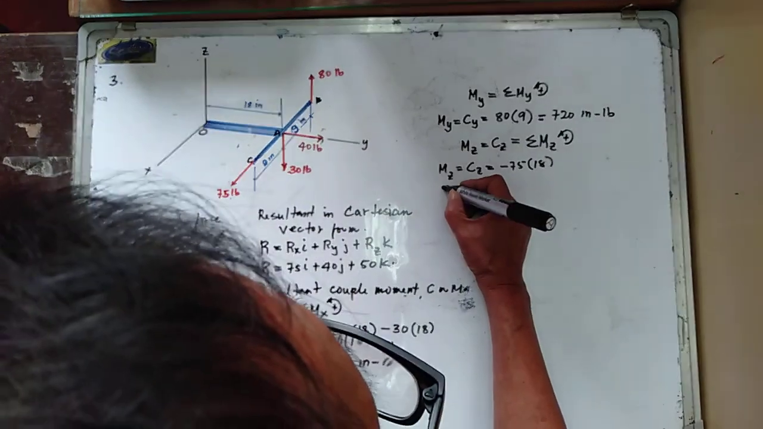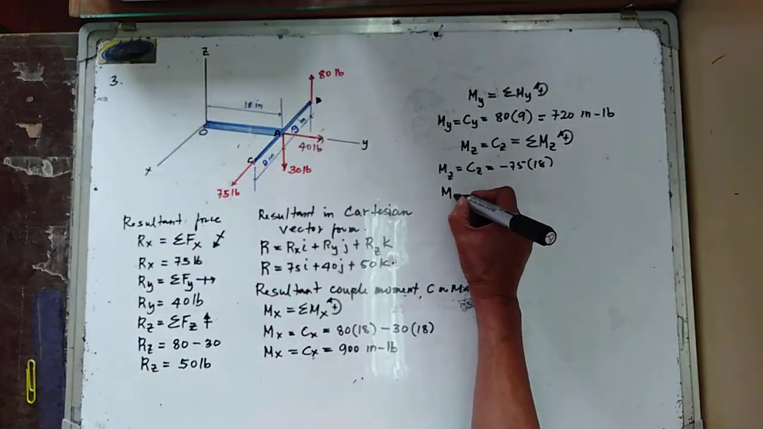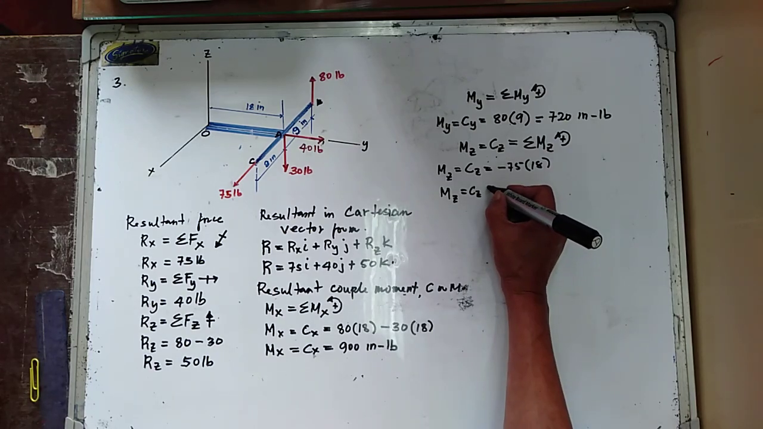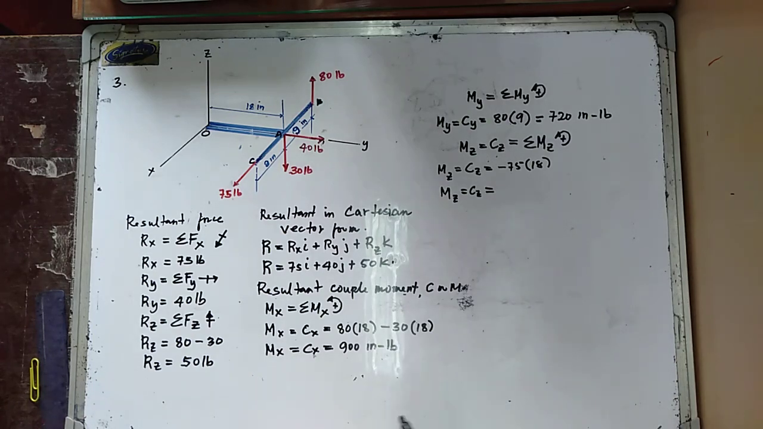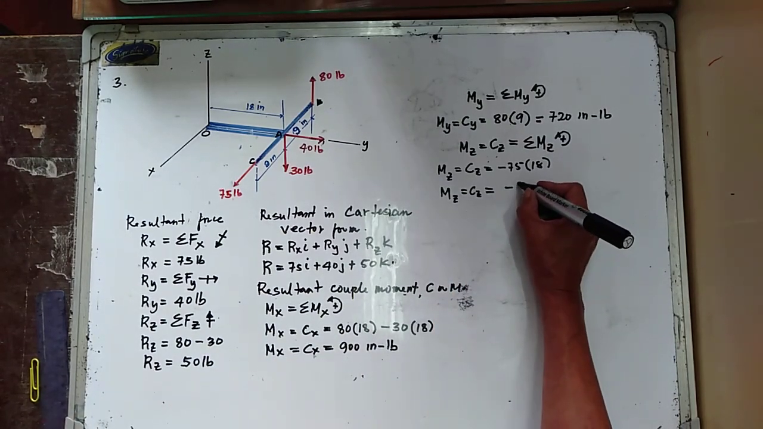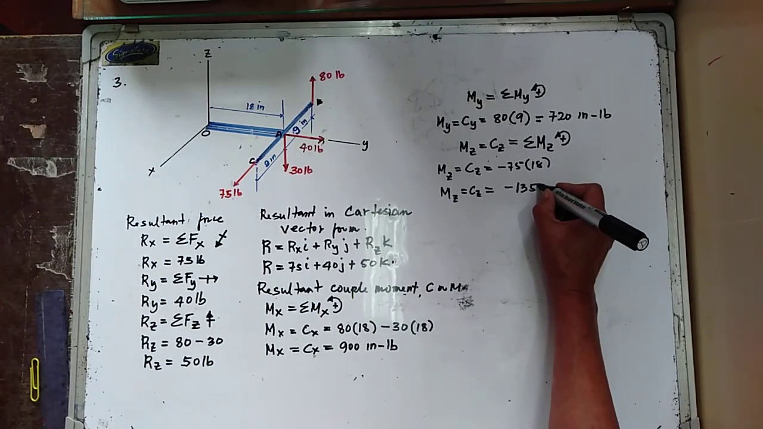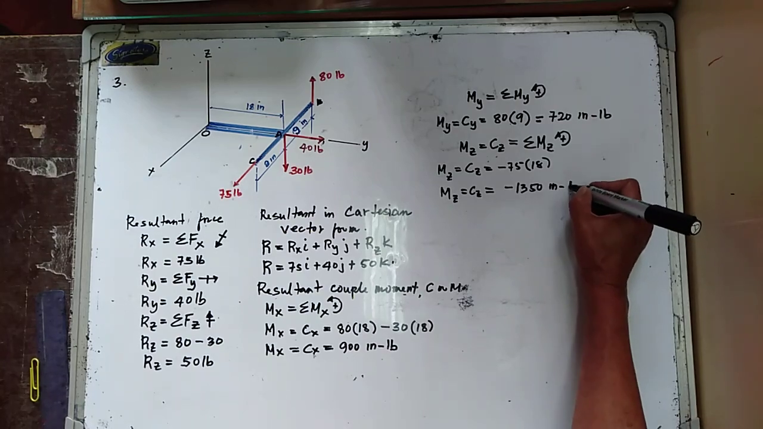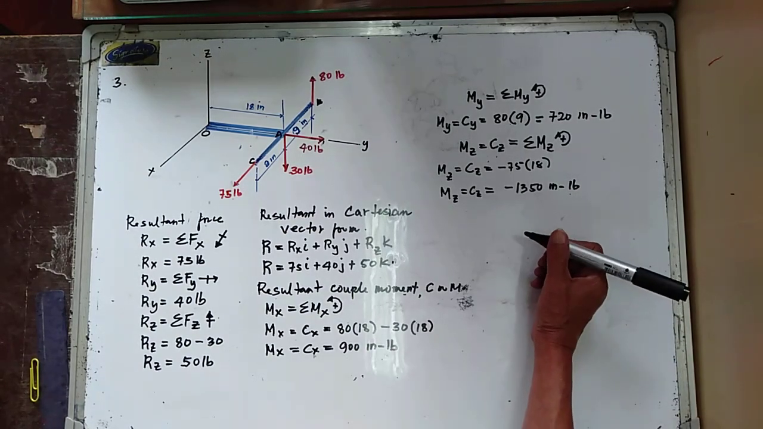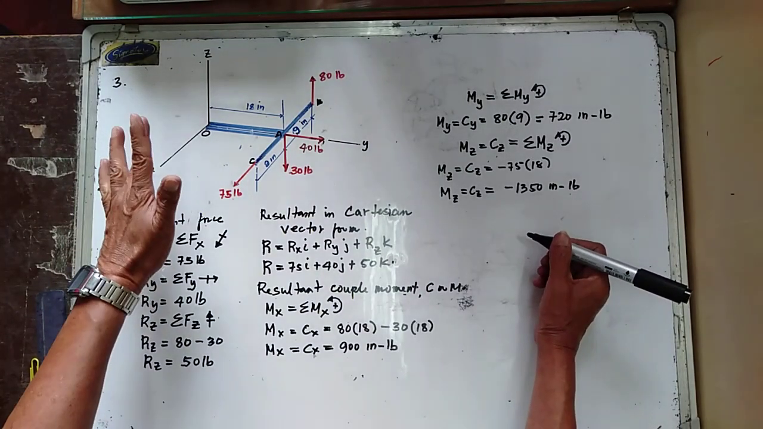And therefore, your Mz, which is equal to Cz, is now equal to 75 by 18. So that is equal to minus 1350 inch pounds.